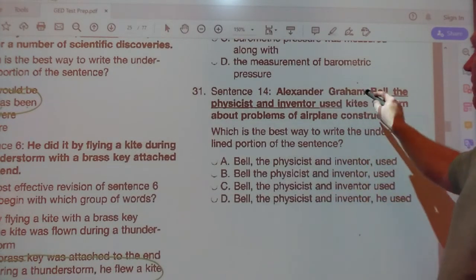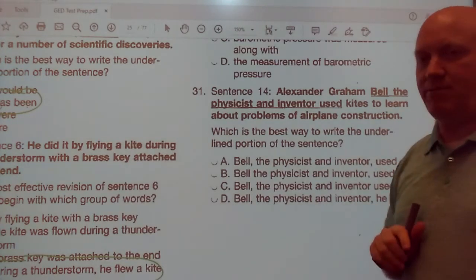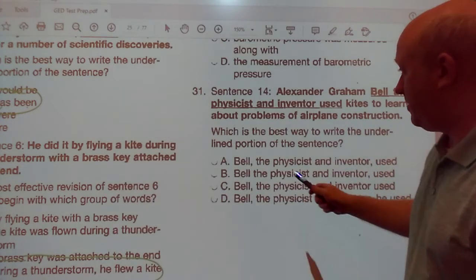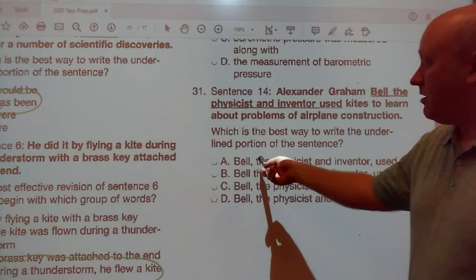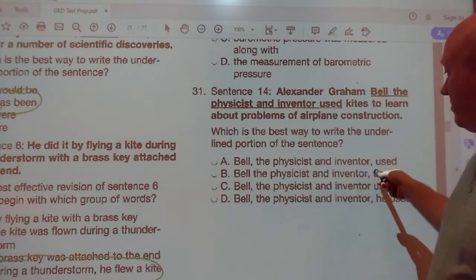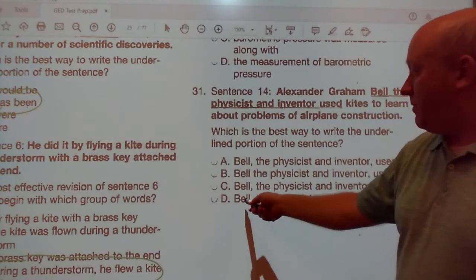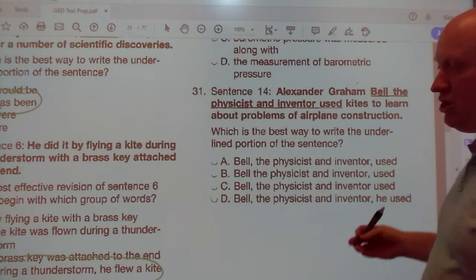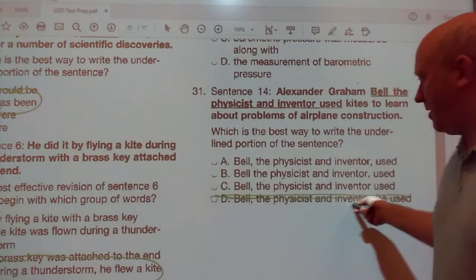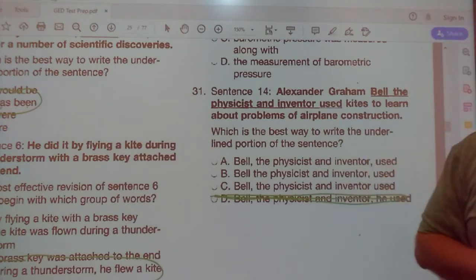Sentence 14 says, Alexander Graham Bell, the physicist and inventor, used kites to learn about problems of airplane construction. What is the best way to write the underlined portion of the sentence? A, Alexander Graham Bell, the physicist and inventor, used. B, Bell, the physicist and inventor used. C, Bell, the physicist, and inventor, used. Or D, Bell, the physicist and inventor, he used. Well, you can already tell just by reading that, you know it can't be D. So I'll give you a few seconds to see what you think the answer is.